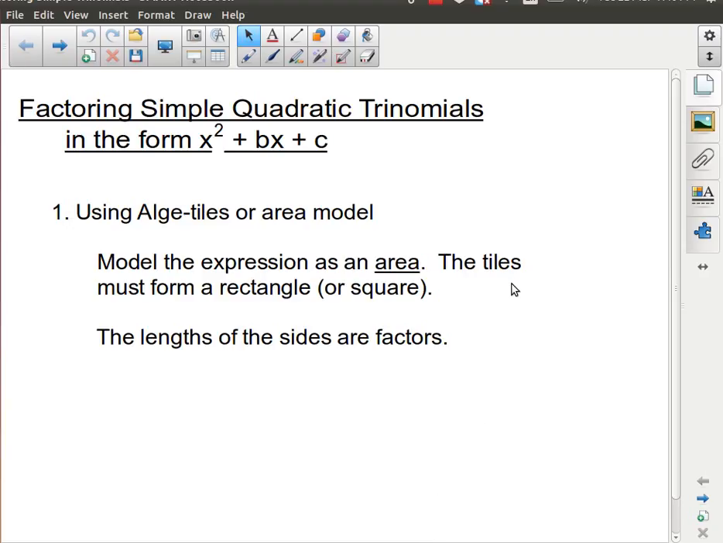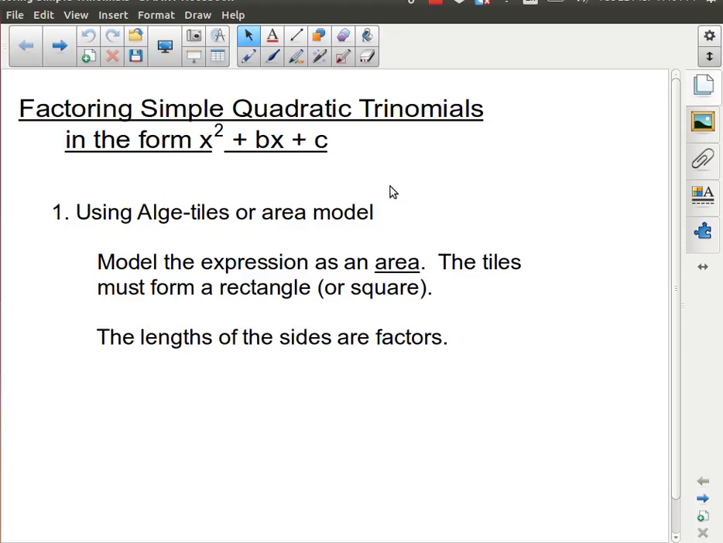In this lesson, we're going to be looking at applying the concept of factoring to a very specific purpose, which is we want to take a quadratic trinomial, something in the form x squared plus bx plus c, and we want to factor that, put that into factored form. There are a couple of ways that we can do this.